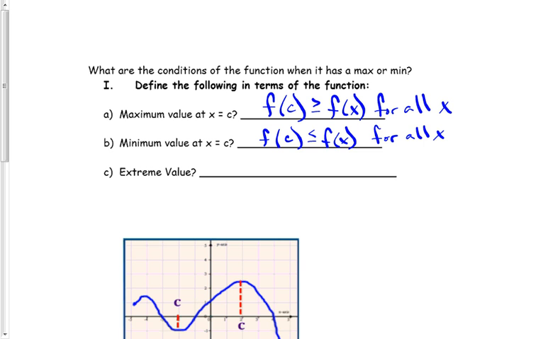An extreme value is any maximum or minimum value in the function. Good so far? All right, moving right along. Will you slow me down if we're going too fast? Okay.